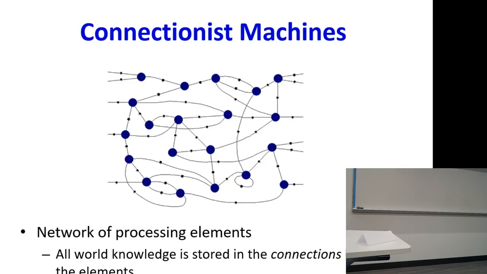So here we are again. This is the connectionist machine. You have a bunch of units. They're connected to one another in different ways. And all information about how it operates is actually stored in the connections. But then the units are also important, right? What are these individual elements?